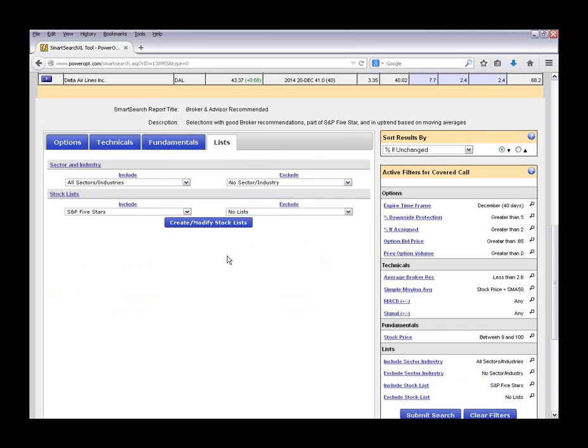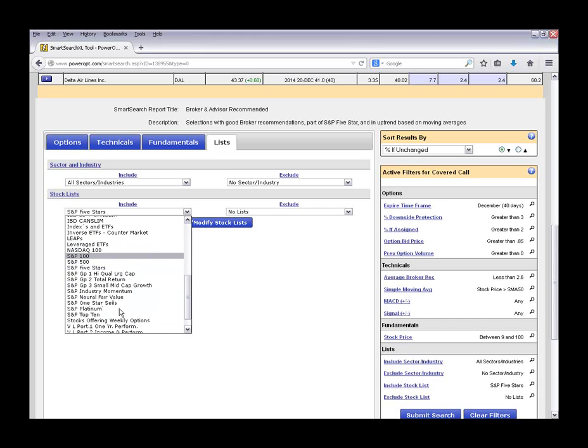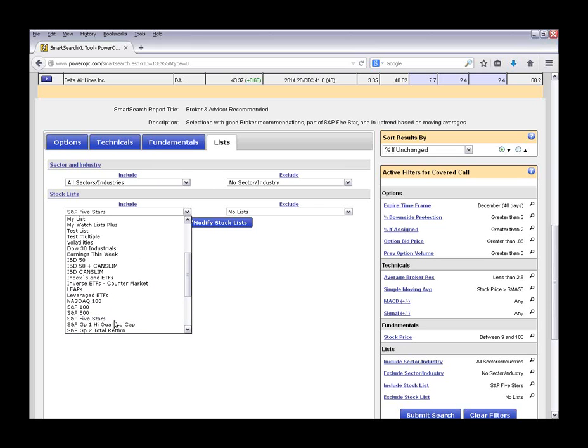And lastly, of course, the lists section. And here in the list section, for this sample search, remember we clicked on that broker and advisor recommended, we're looking specifically at stocks in the S&P 5-star group. They have to be rated 5 stars for buying by Standard & Poor's. Other lists you can use are things such as IBD, the S&P 100, Value Line portfolios, and so forth. And you could also choose to screen just against indexes and ETFs.